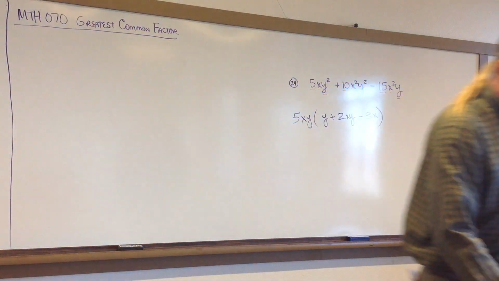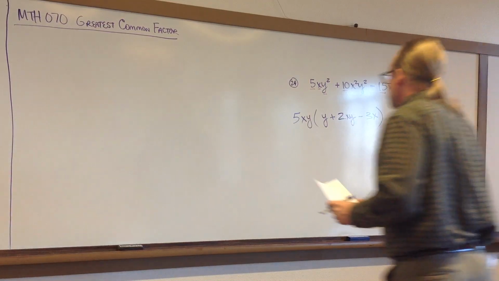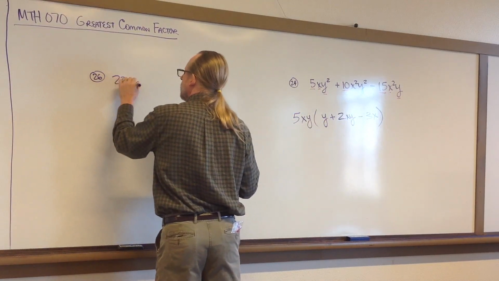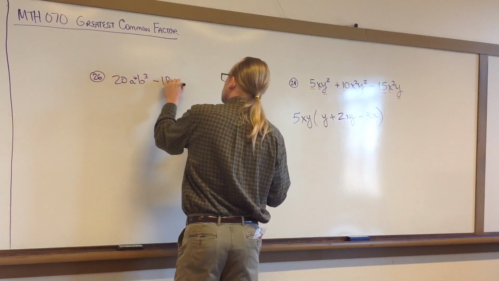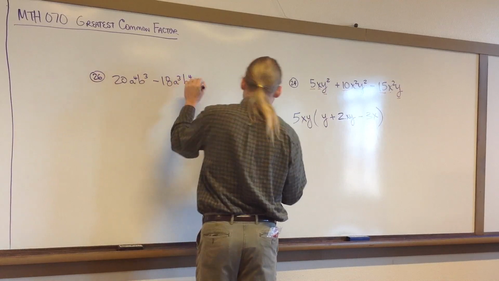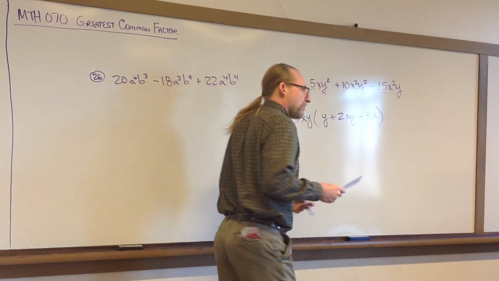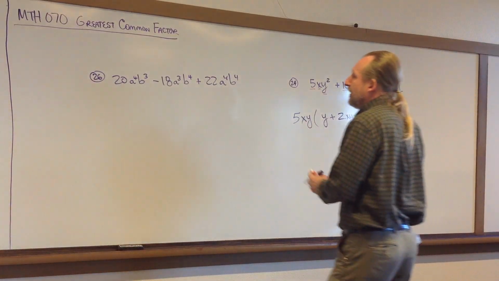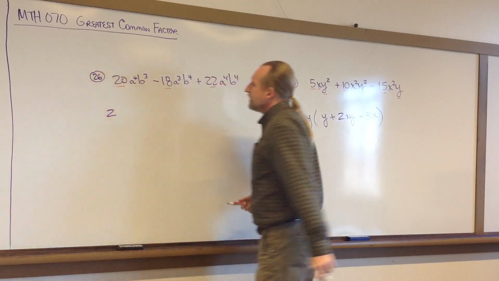Okay, let's see. Let's look at one more here. Problem 26. 20a to the fourth b to the third, 18a to the third b to the fourth, and 22a to the fourth b to the fourth. All right. So, let's see. We've got a common factor in the coefficients of 2. That's the biggest one, really, that we can factor out.